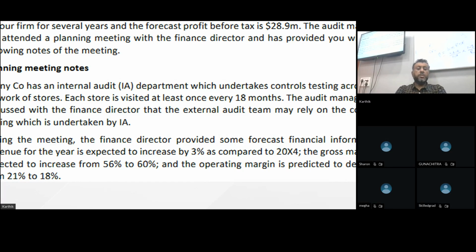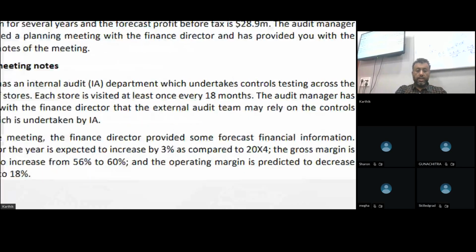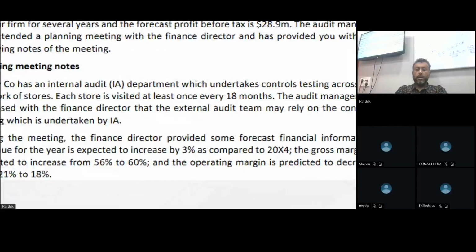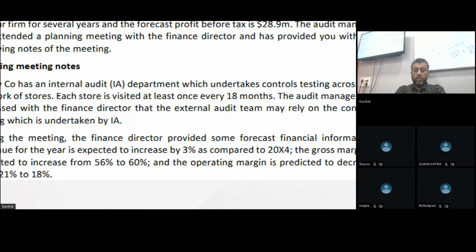The first point: the audit manager has discussed with the finance director, and the external auditor may rely on the work done by the internal auditor. Okay, super. Now, what is the risk here? Okay, reliance on the internal auditor itself is a risk. Why is it a risk?